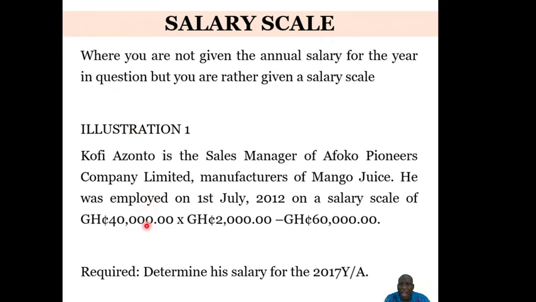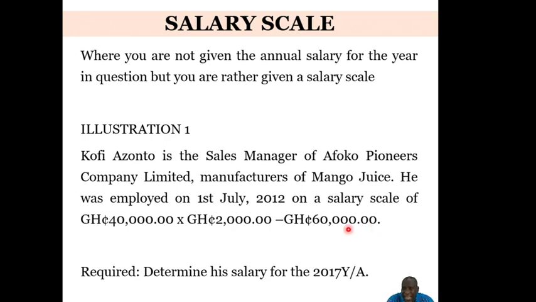Now, you will be on a salary of 40,000 for the first 12 months. That's the meaning. And this will increase by 2,000 in subsequent 12 months. Every subsequent 12 months, you will get 2,000. That's a normal increment. And it will go on until you hit 60,000, where you will no longer be getting any increment again.